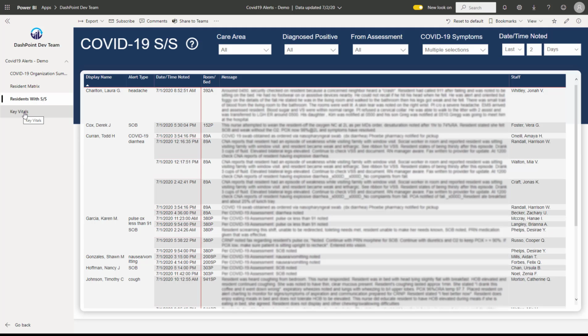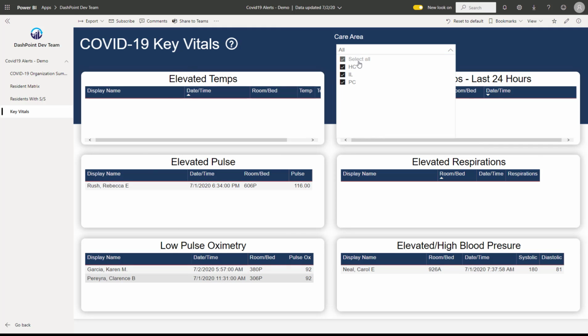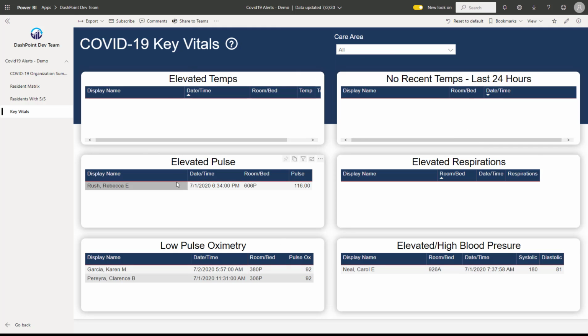The other area is the key vitals. It's going to give you a snapshot across your organization. You can filter obviously by care level, and it's going to give you anyone that's triggering some vitals that may be of concern. For instance, we have a couple residents that have low pulse ox, and so you can see when they got triggered and what the pulse ox was.